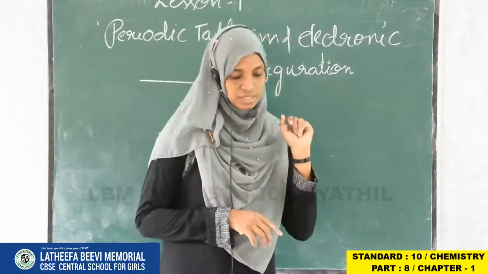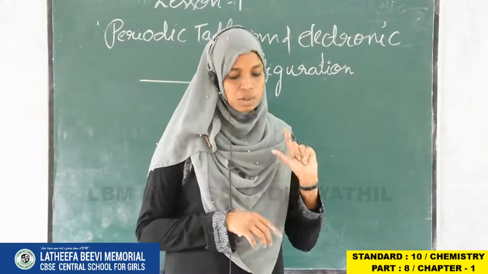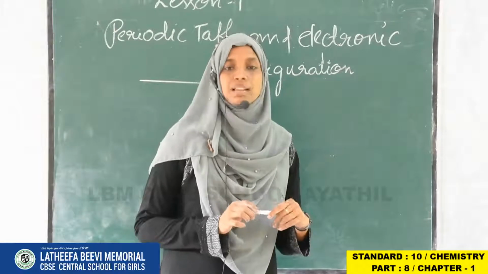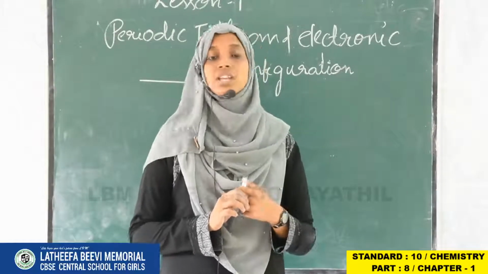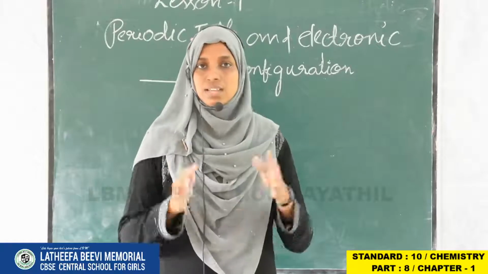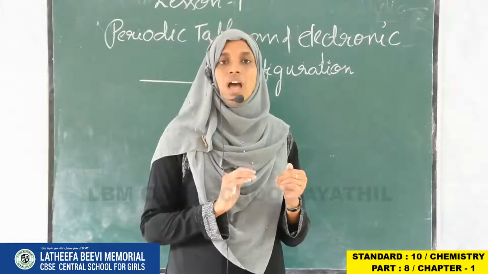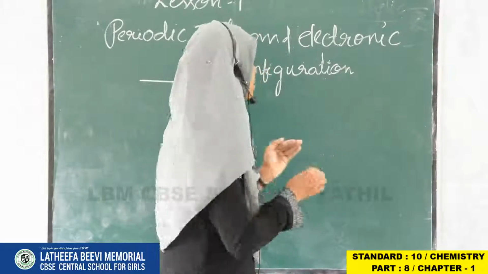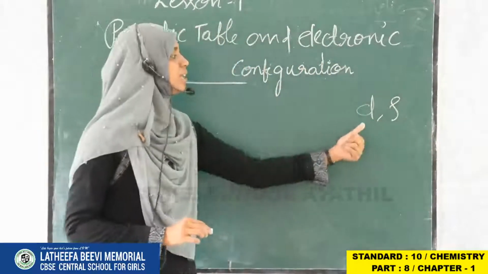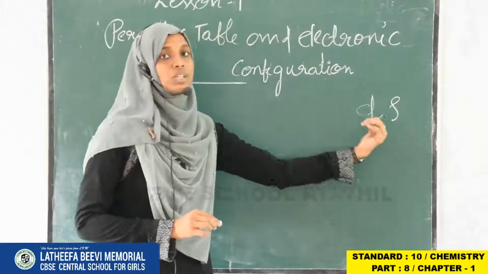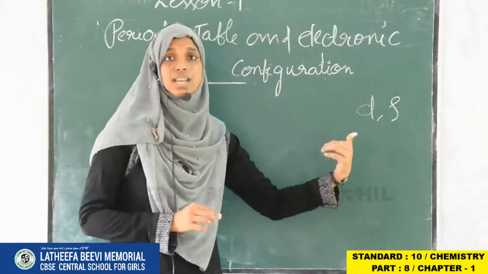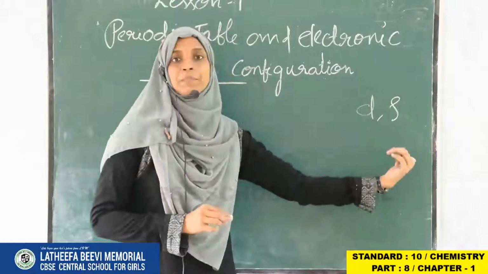And we discussed one main thing: there is only a small difference of energy between the outermost subshell and the penultimate subshell of the transition elements. So it shows different oxidation states. There is a small energy difference between the D and S subshells, so it shows very different oxidation states. It is shown by the D block.